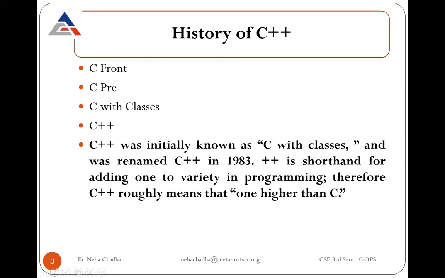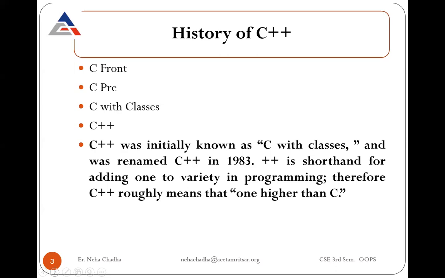Coming to the history of C++, firstly the name given was C front, then C pre, then C with classes, then C++. C++ was initially known as C with classes and was renamed C++ in 1983. Plus plus is a shorthand for adding one in programming. Therefore, C++ roughly means one higher than C.